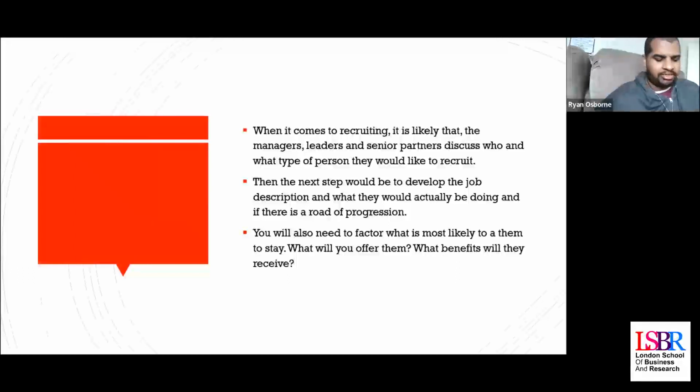Now, if you look at an NHS job description now, it will likely give you the title of your role, the department you're going to be working in, and what band you are in as well. Then it will give you how much you're going to be paid, and then it will detail everything about your role, job description, and specification as well.